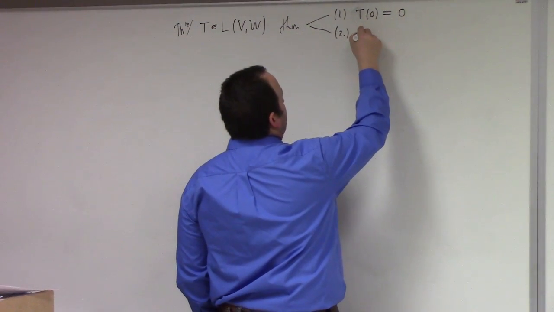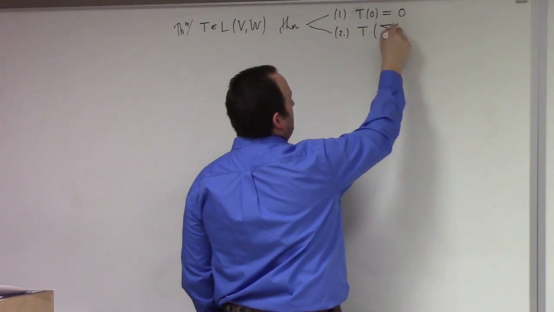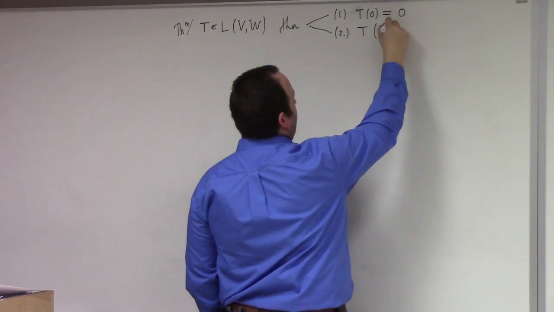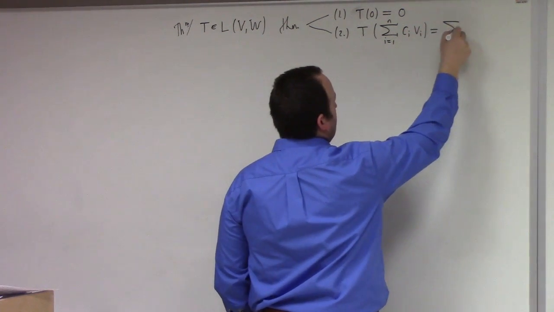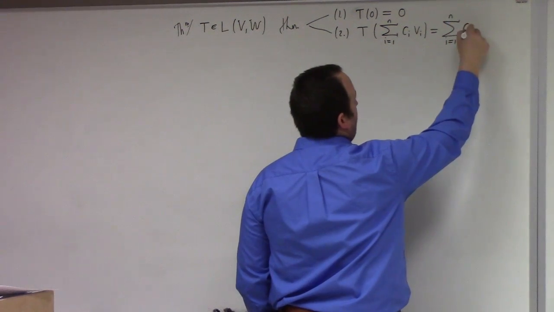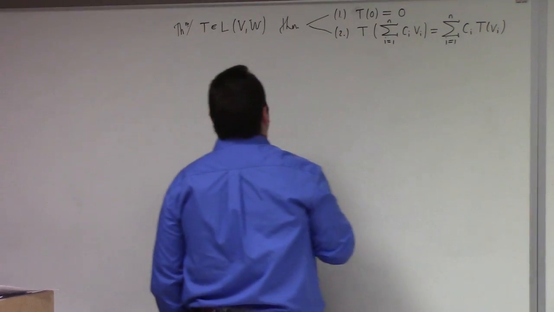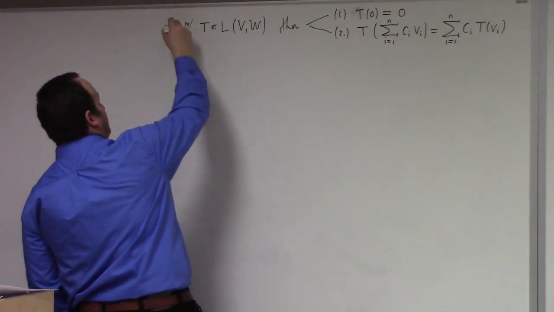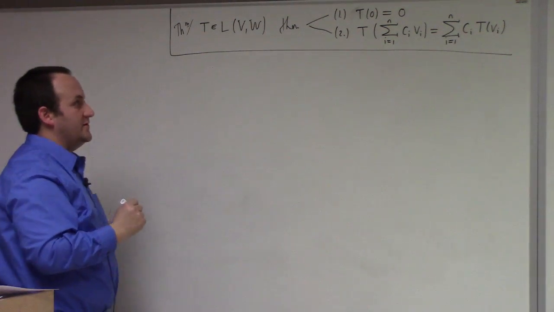The other thing is the linear transformation of a linear combination is the linear combination of the images in the same way. So linear transformations respect linear combinations in that sense. Okay, so that's our first two orders of business.